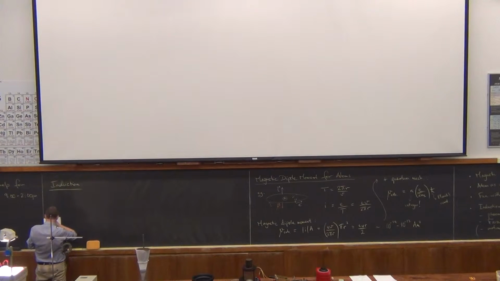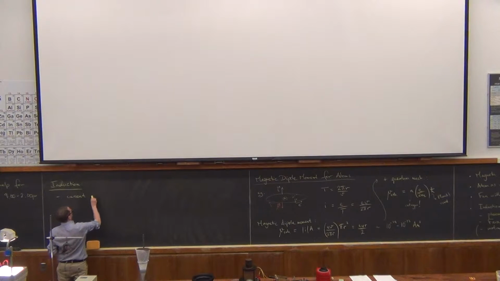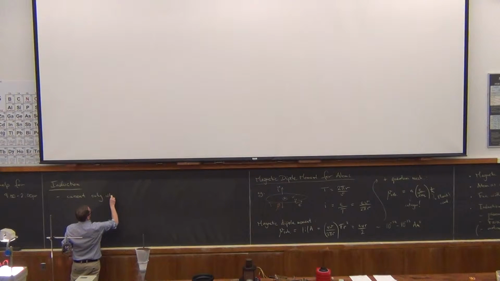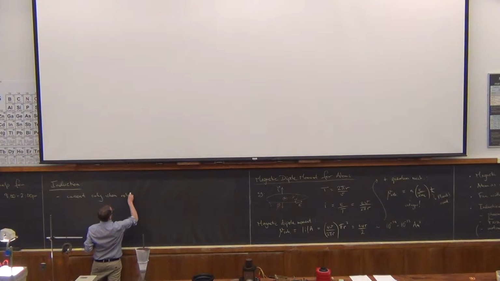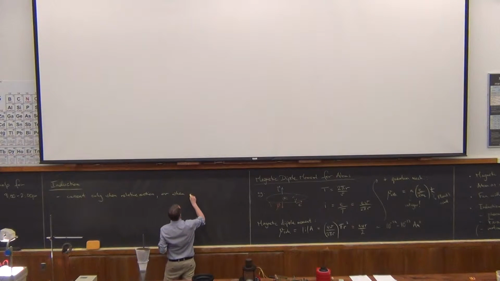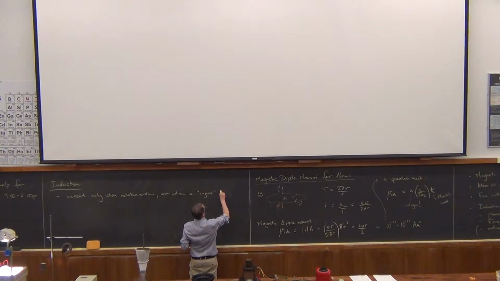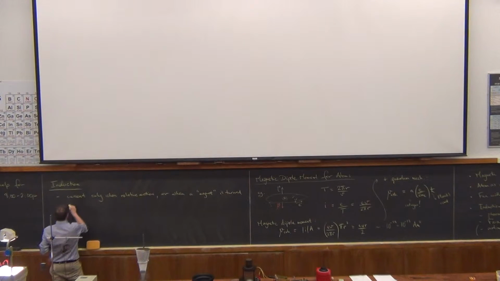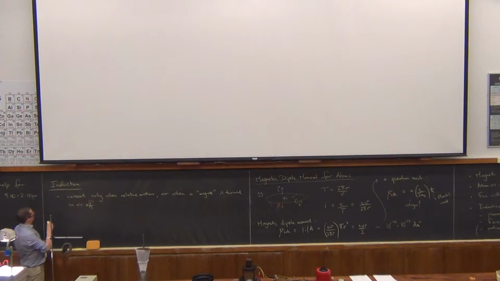So what we've observed, first off, is that we see a current in our little galvanometer there only when there's relative motion, or when a magnet is turned on or off. Okay? So the latter referring to an electromagnet, of course. You didn't see this, but you could if you did an experiment for a couple of minutes.